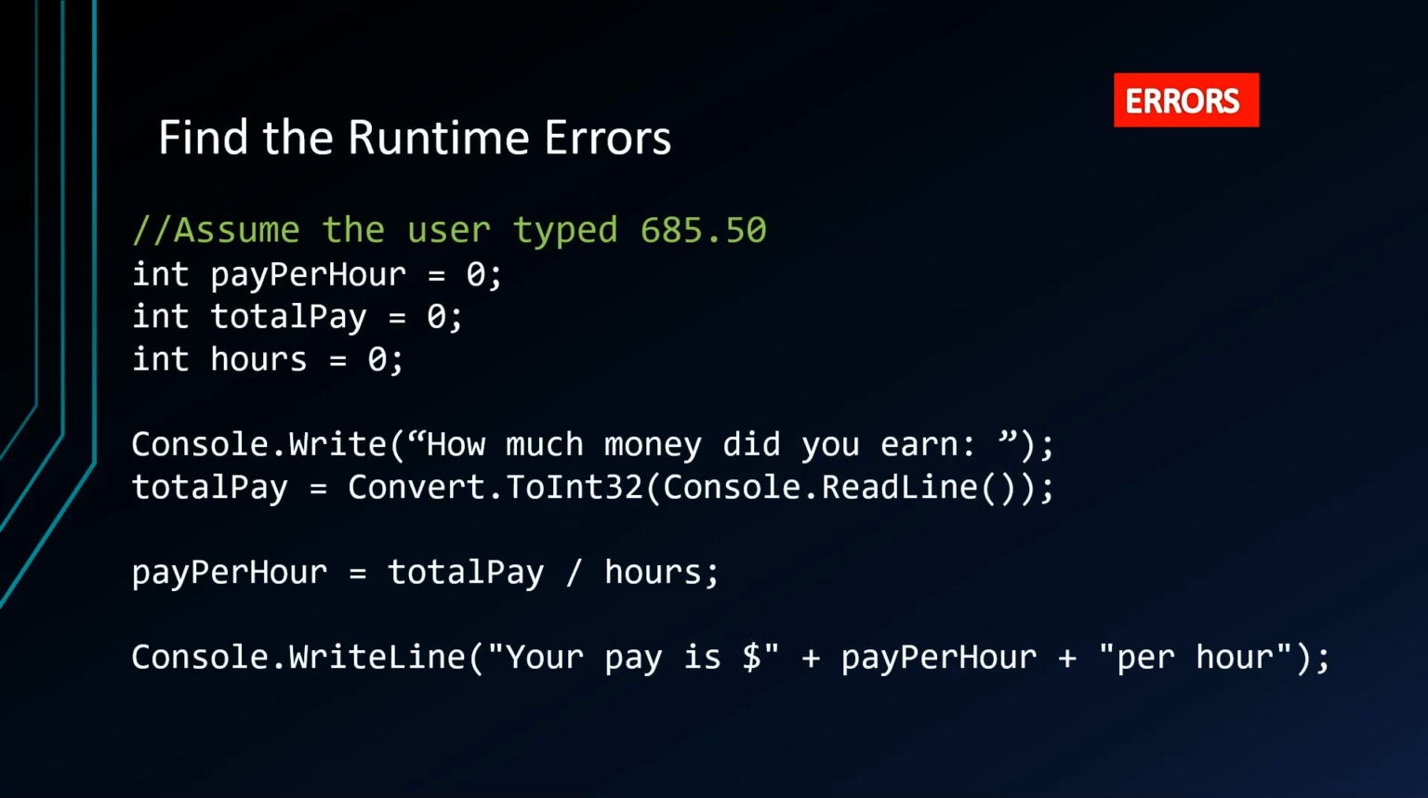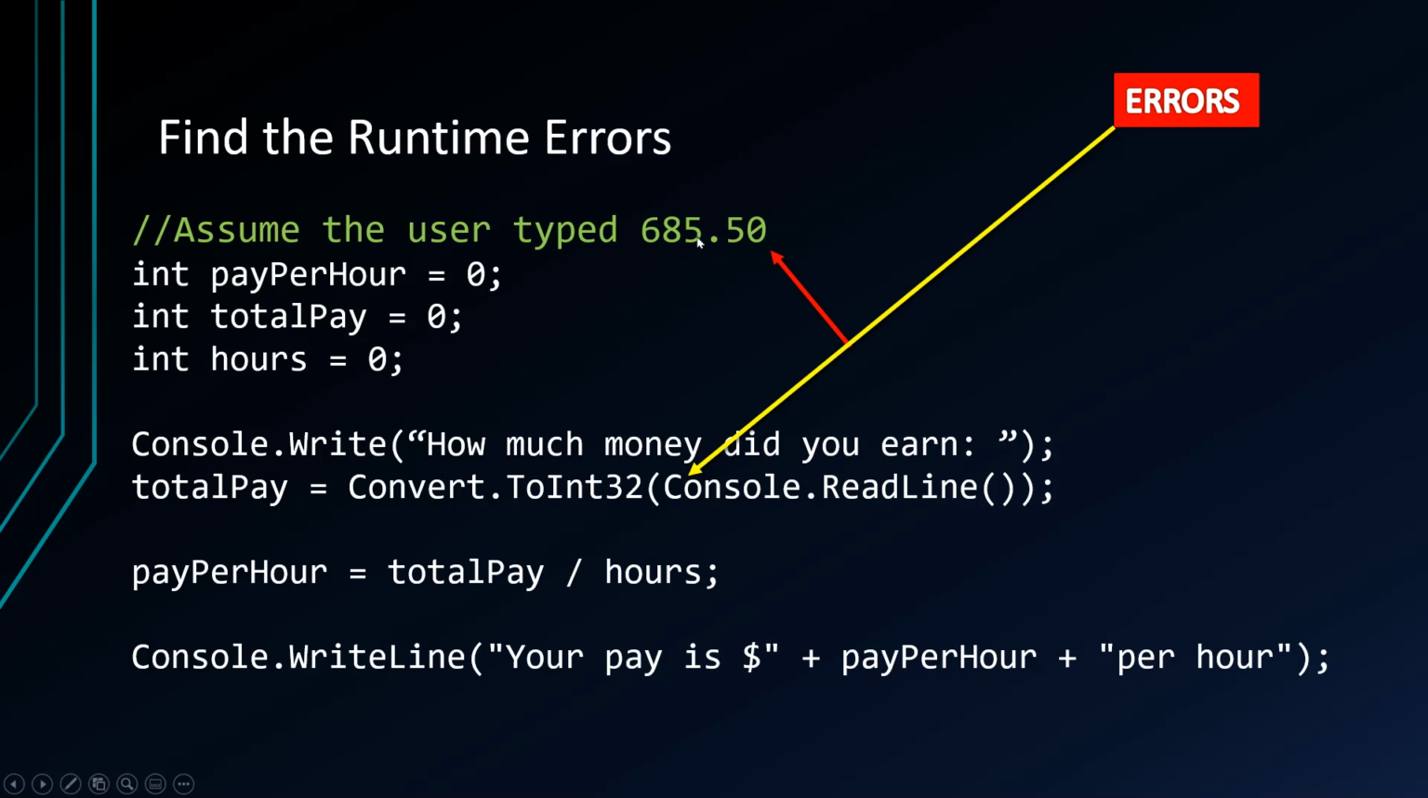So let's test your knowledge again. Here I have another program, and I want you to find the runtime errors. So pause the video and see if you can find them all. There are only a few in this one, not too many. Okay, let's see if you're back. All right, so the first thing we want to look at is this. We are trying to convert total pay to an integer, so we're trying to convert whatever the user types in into that integer.